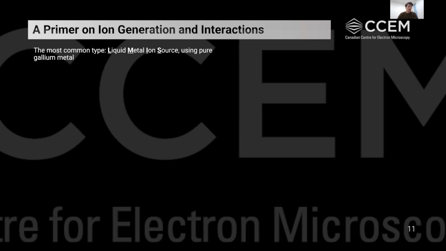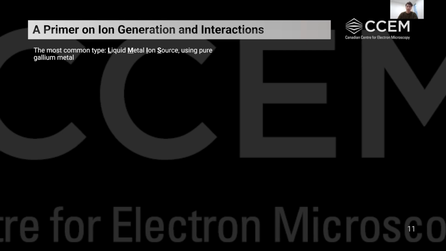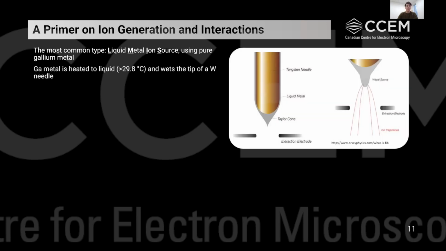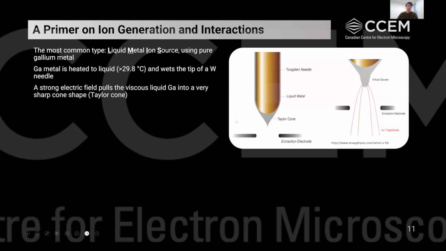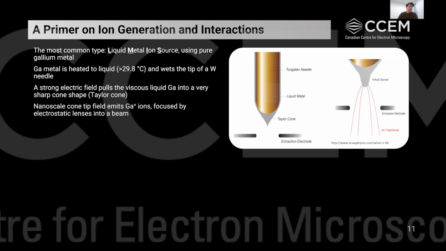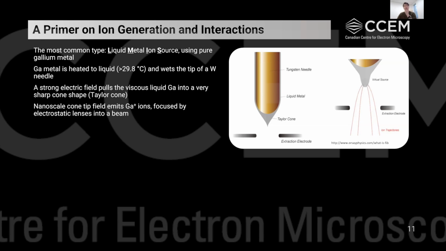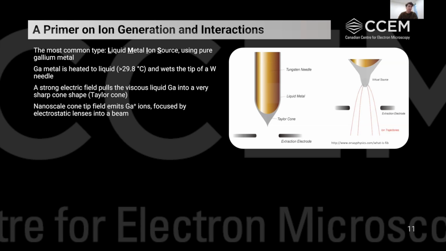The most common type of ion source that we're using to do our milling is a liquid metal ion source, most commonly using pure gallium metal as a source. That gallium is heated to liquid temperatures, roughly 30 degrees, and it wets the tip of a tungsten filament in the microscope. Under a strong electric field, that liquid gallium is pulled into what's called a Taylor cone. If we apply electrostatic lenses underneath that, we're getting field emission from this Taylor cone, emitting singular gallium ions that we can use to do our cutting. And these electrostatic lenses focus this into a precise beam that we can use to do fine, controlled milling operations.